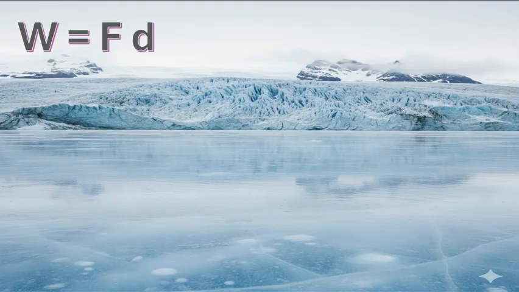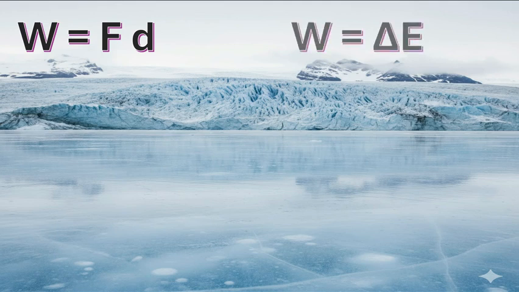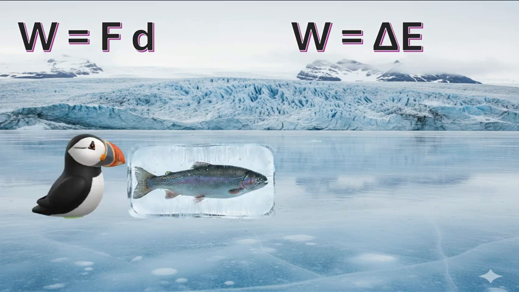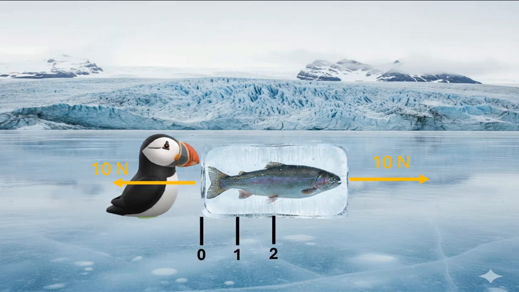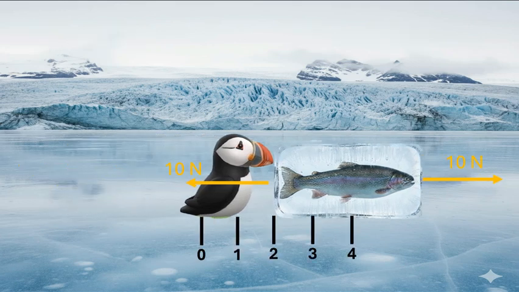All right. So, work equals force times distance. And another thing we know about work is that it equals a change in energy. So here to show us how this works is Mr. Puffin, and he's going to push this block of ice across the icy surface of this lake at 10 newtons of force. But as he does so, there's also 10 newtons of friction force. And so he just goes on for 4 meters.